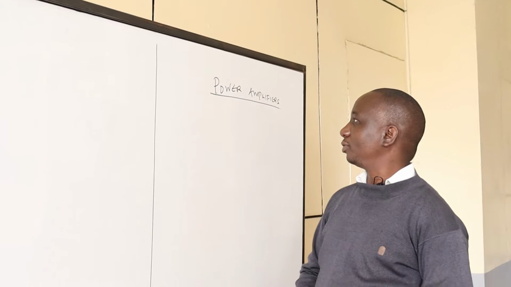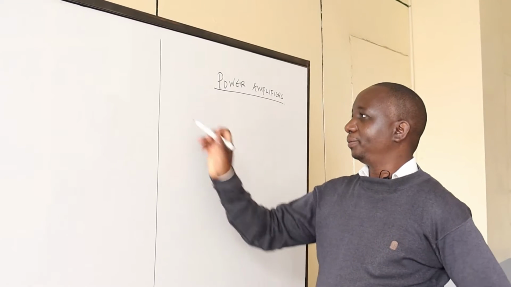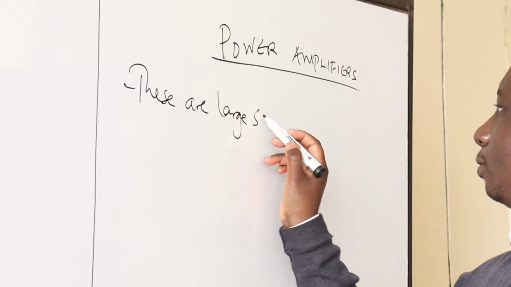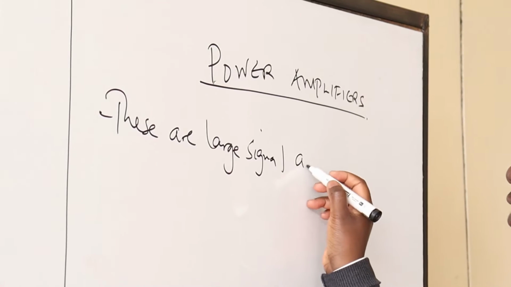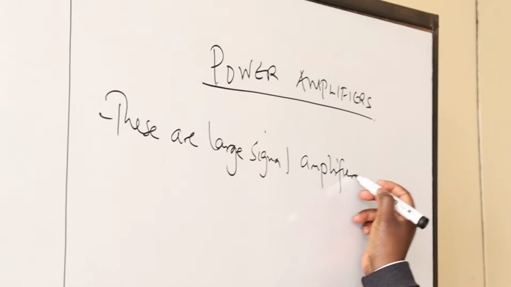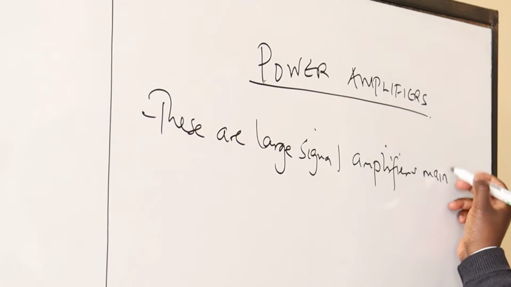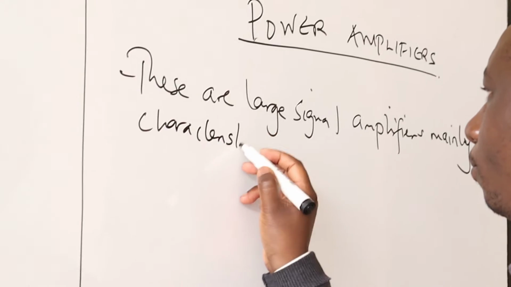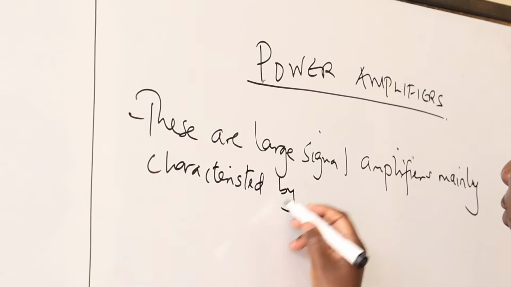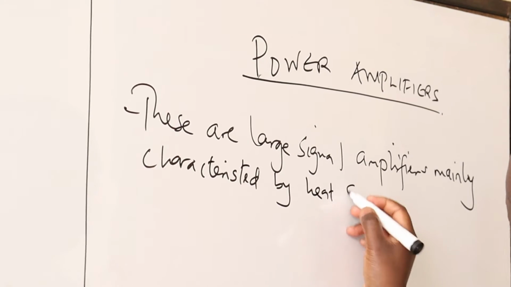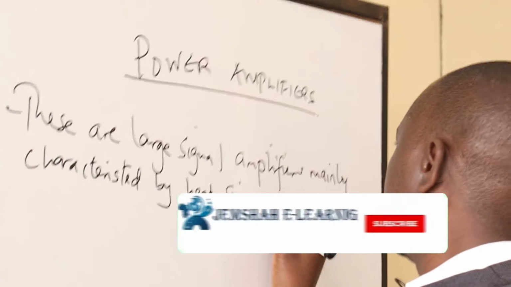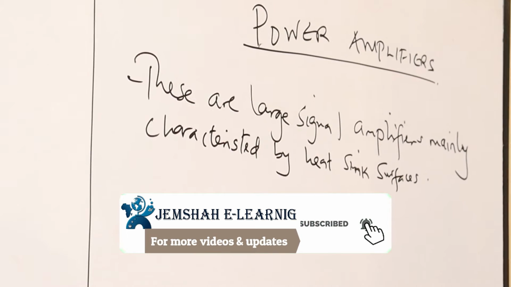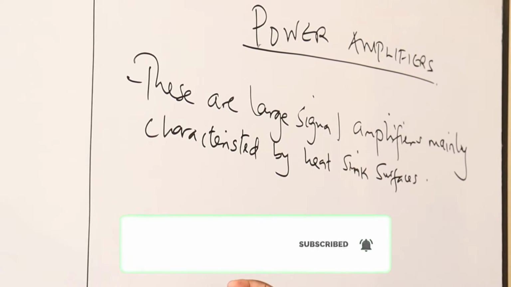So power amplifiers. These are large signal amplifiers, mainly characterized by heat sink surfaces. So they're divided into two.